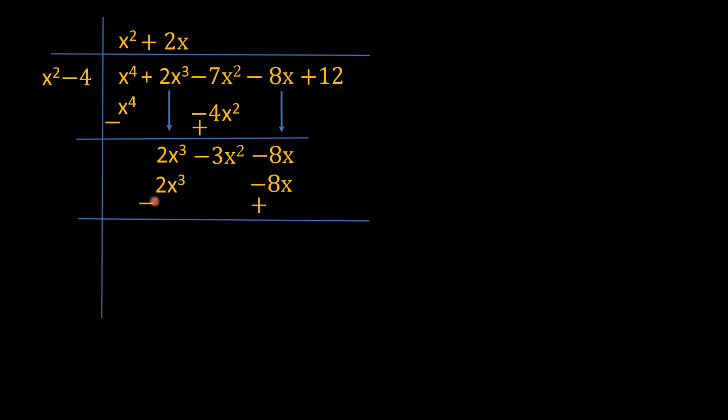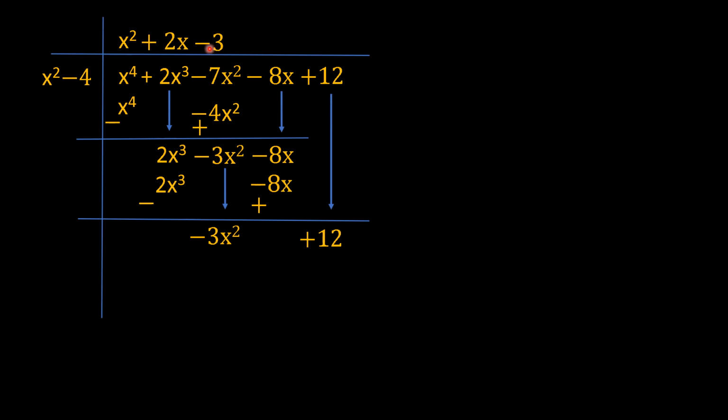Plus 2x minus 2x becomes 0. We will pull down this minus 3x squared and write over here. Minus 8x plus 8x gives us 0. And now we will pull down this 12 and write over here. Now once again we will divide minus 3x squared by x squared, which gives us minus 3, which we write here.